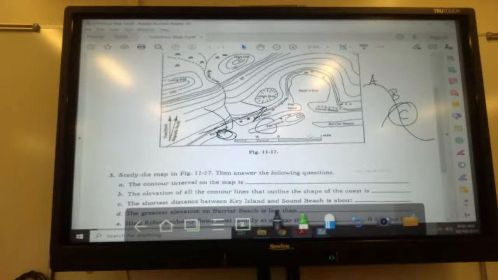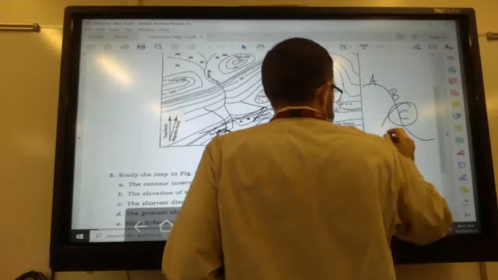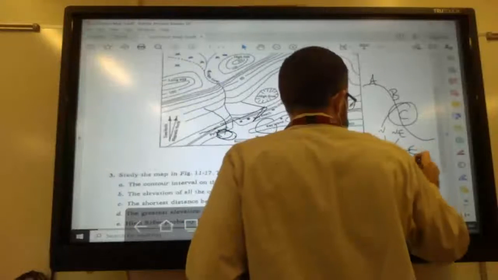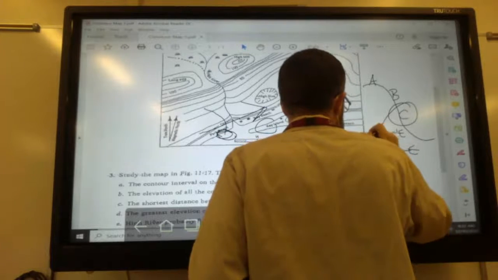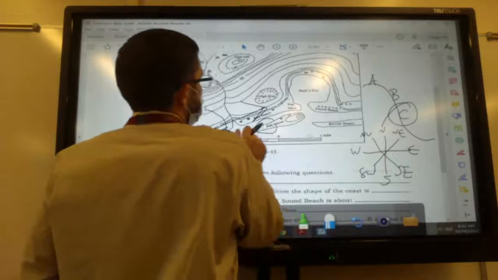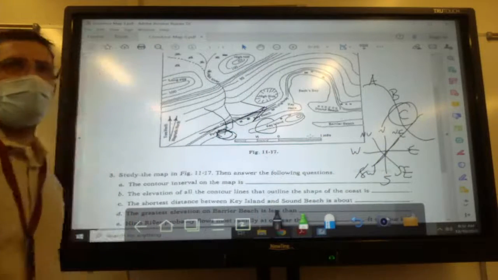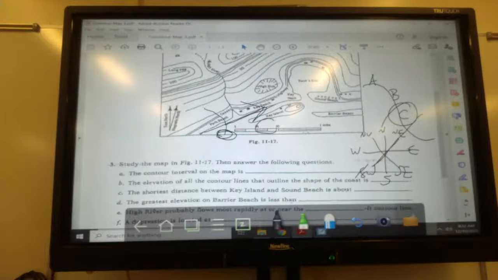No. Remember, here are your cardinal directions, right? You have north, northeast, east, southeast, south, southwest, west, northwest. So if I'm going in this direction, I'm going to the northeast. Because on the left of the map, those arrows are showing you where north is. It shows magnetic north, true north. So that's telling you north is up.